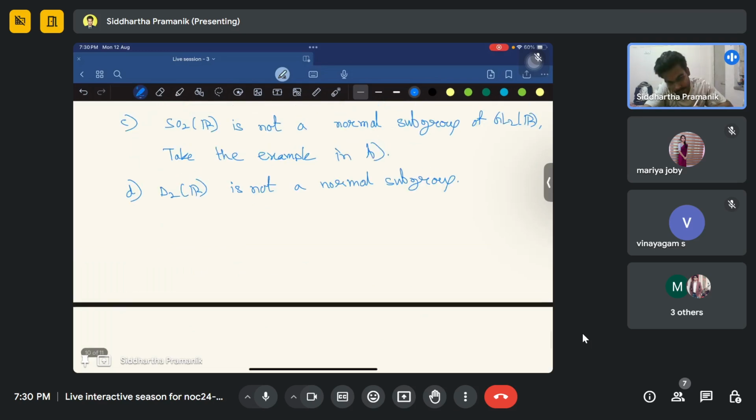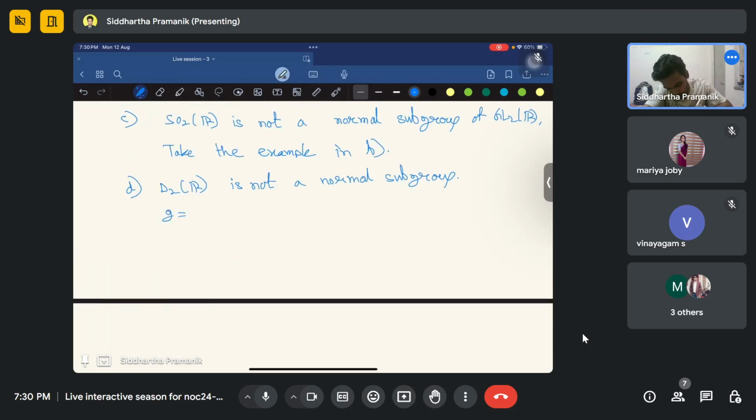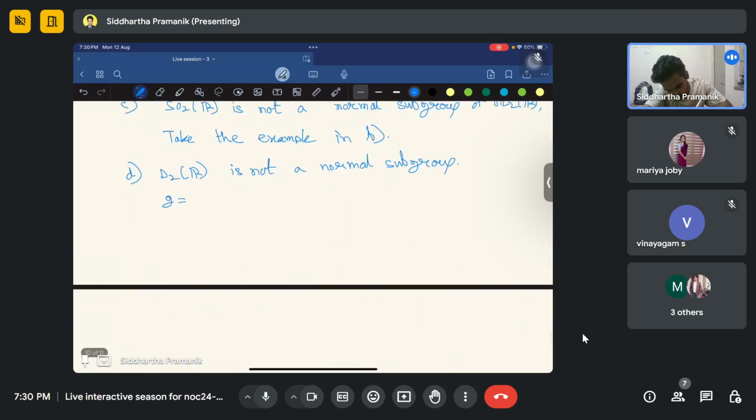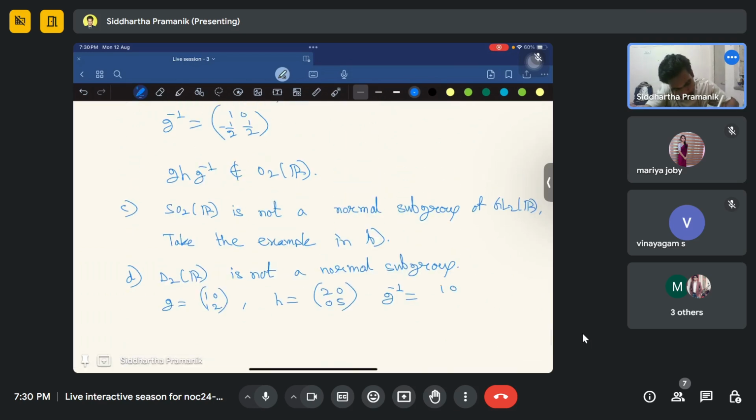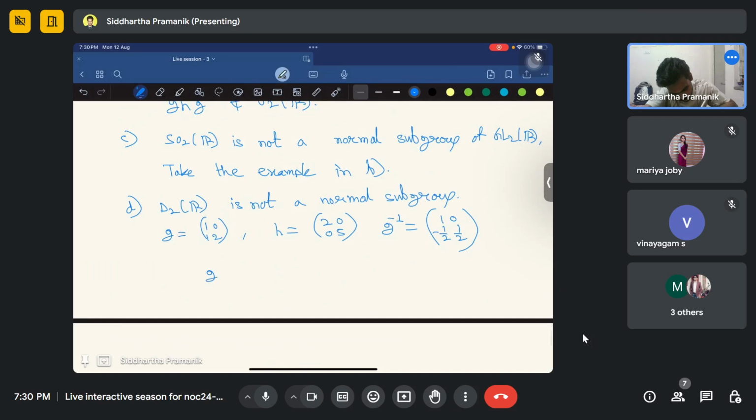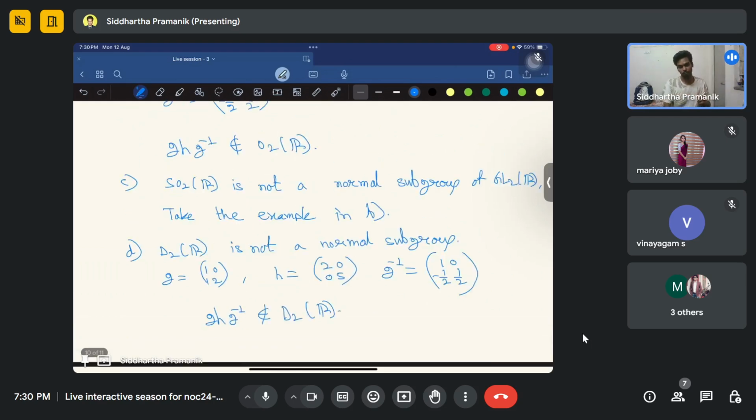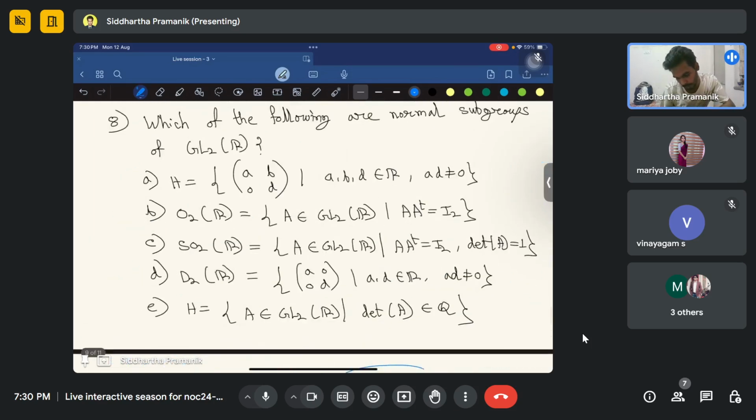So again I will take the same G, which is 1 0 1 2, and take the diagonal matrix 2 0 0 5. G inverse is 1 0 minus 1 by 2 1 by 2, and you can check G inverse is not in D2R. So in these four examples, none of them are normal subgroups, but all of them are subgroups.